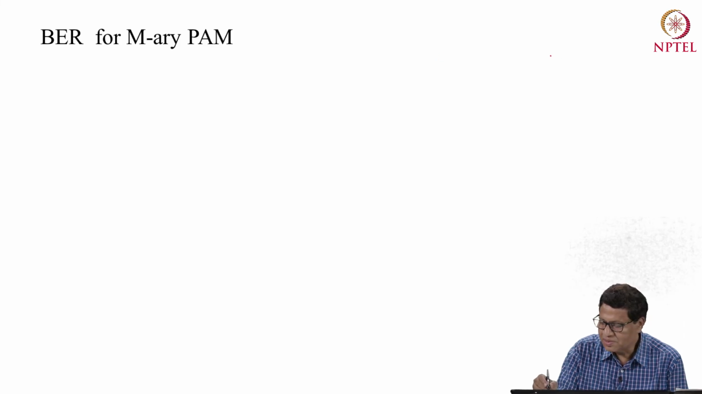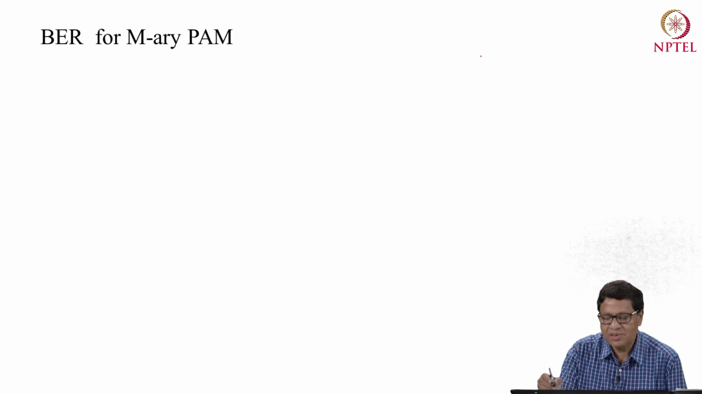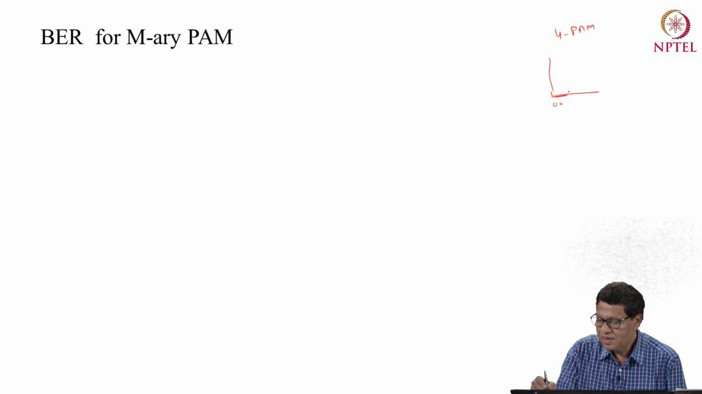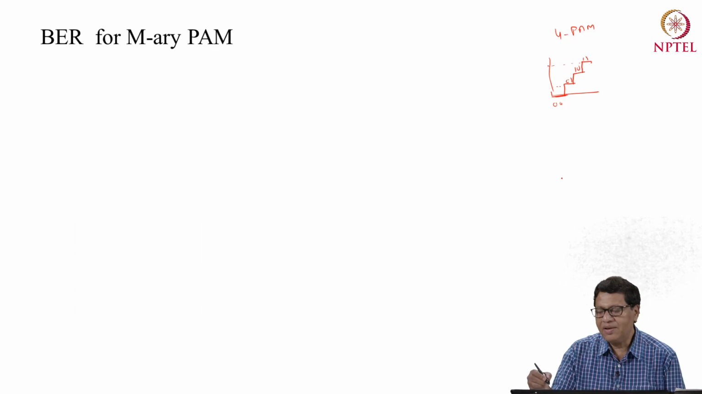So a PAM system is basically where you have different amplitudes. For example, if you have a 4 PAM system, this amplitude is for 0, 0, this amplitude is for 0, 1, this may be for say 1, 0, and this may be for 1, 1. So there are different levels. So this is a case of a 4 PAM system.